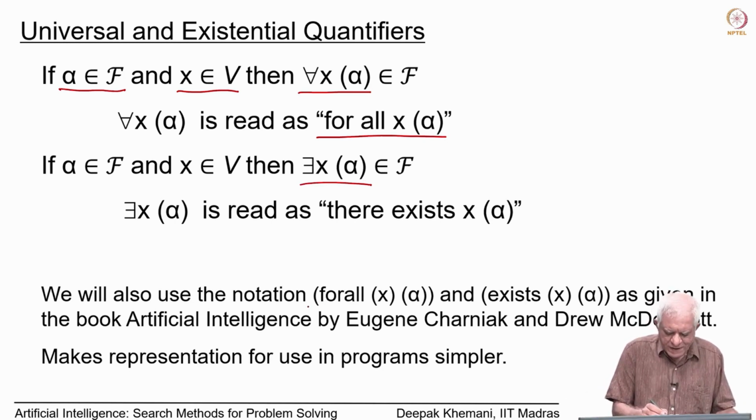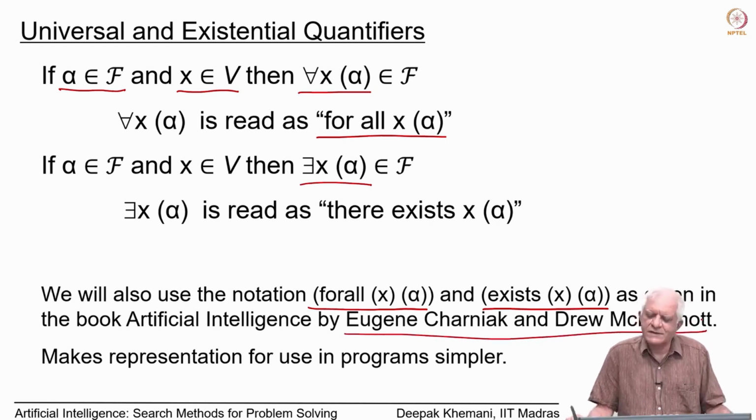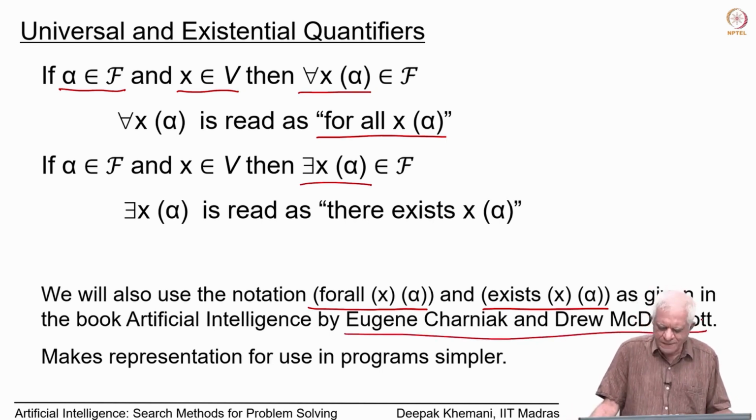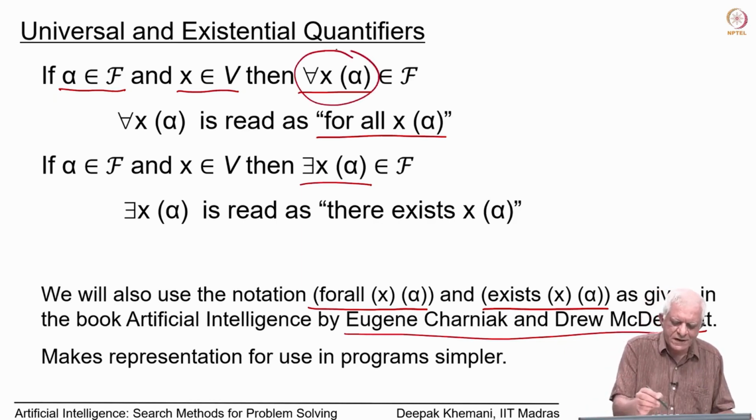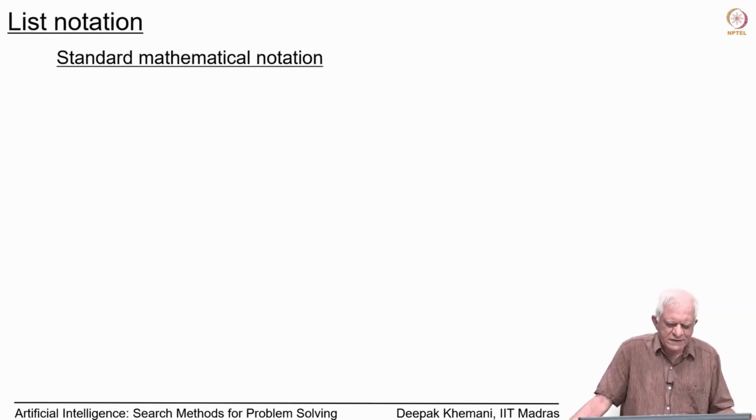If you are interested in programming, you may want to use this alternative notation, which is a list notation, given to us by Charniak and McDermott, who wrote a very popular book in 1976 or so. It is easier to write programs with, whereas these mathematical notations are not so easy to type into text programs. Here you can just confine yourself to text and write programs for doing logical reasoning. That is called the list notation.